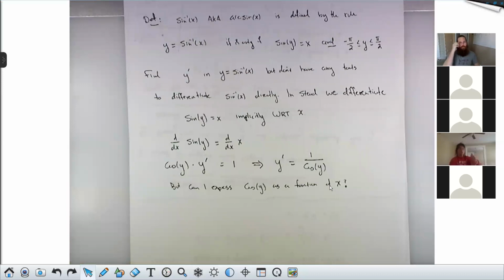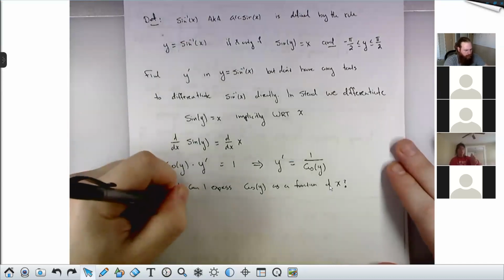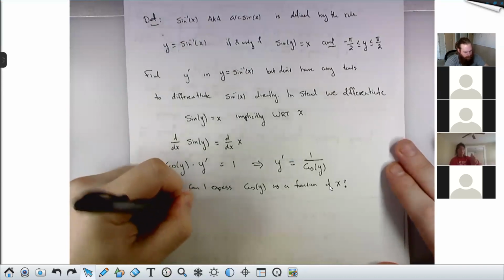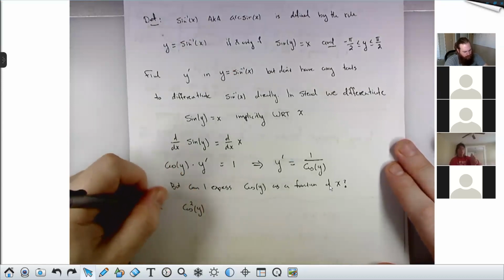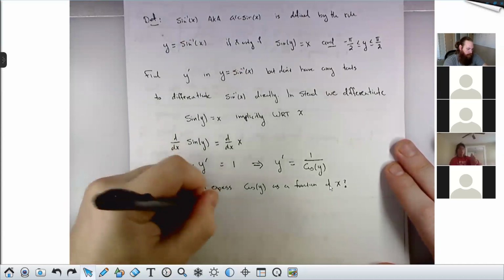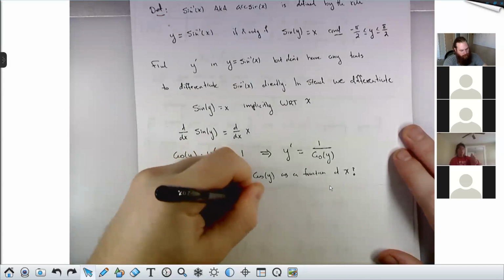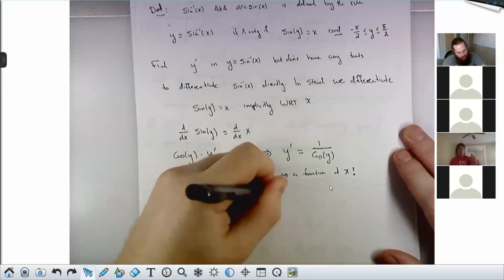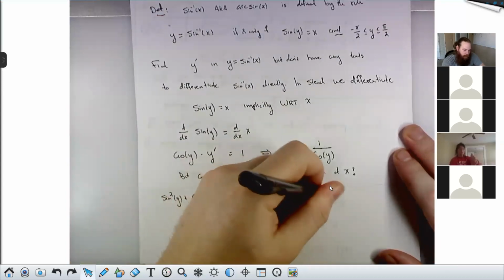So can I express that denominator, cos y, as a function of x? The answer is yes, of course. But how? Well, I come back to this. Remember that for any variable theta, sine squared y plus cos squared y is always 1. Which means cos squared y is the same as 1 minus sine squared y.